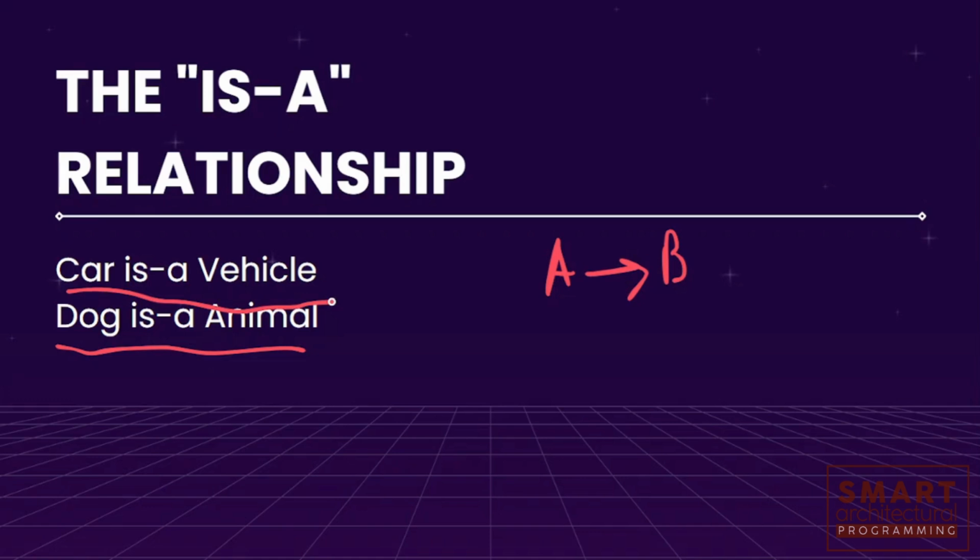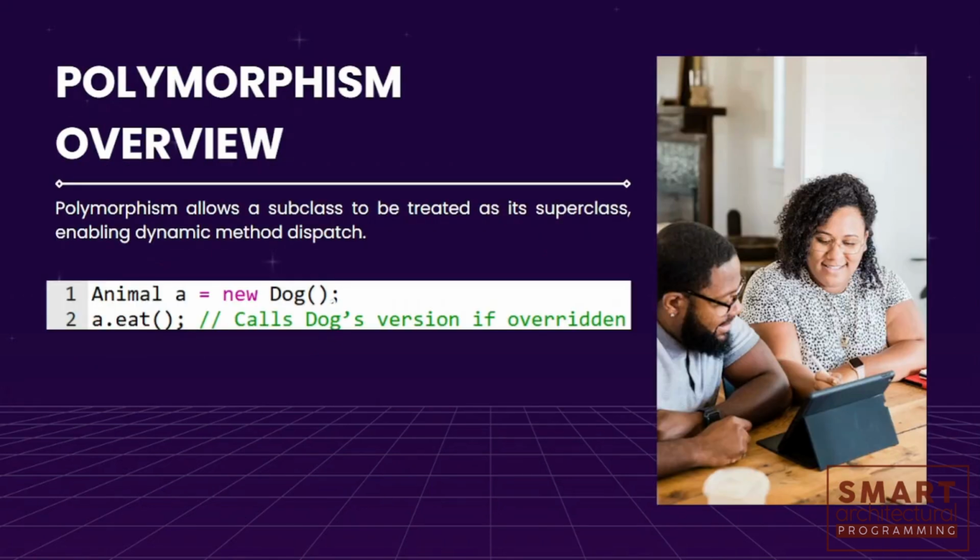We're coming to another important concept that we will discuss a little before we wrap up this video, which is polymorphism. Let's briefly touch on it. Polymorphism goes hand in hand with inheritance that we covered in detail in this video. Polymorphism allows a subclass to be treated as its superclass, enabling dynamic method dispatch.